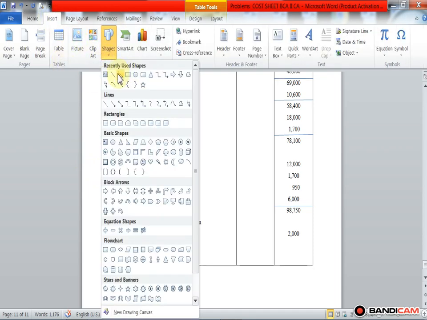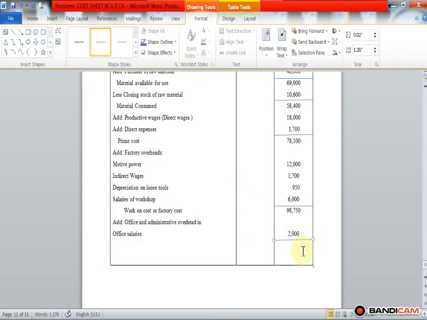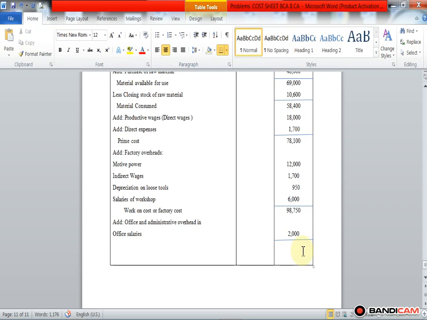Okay, work cost or factory cost, we get a cost of production, that is 1 lakh 750. 1 lakh 750 is our cost of production.